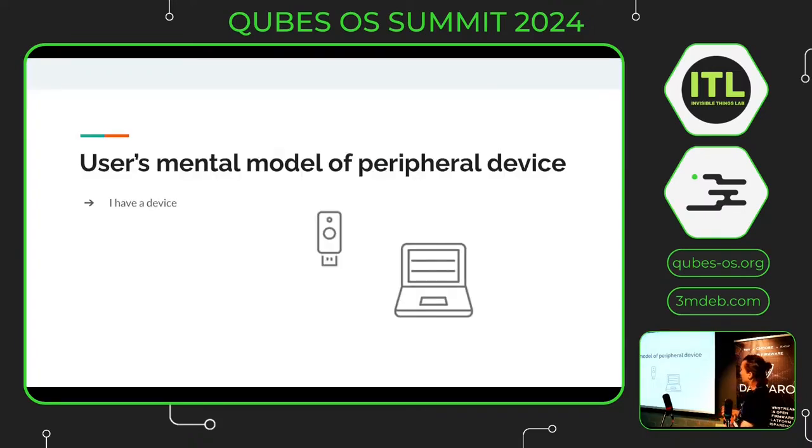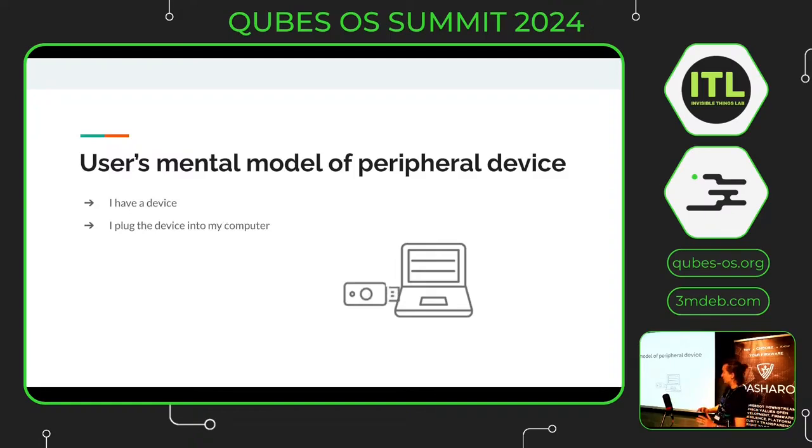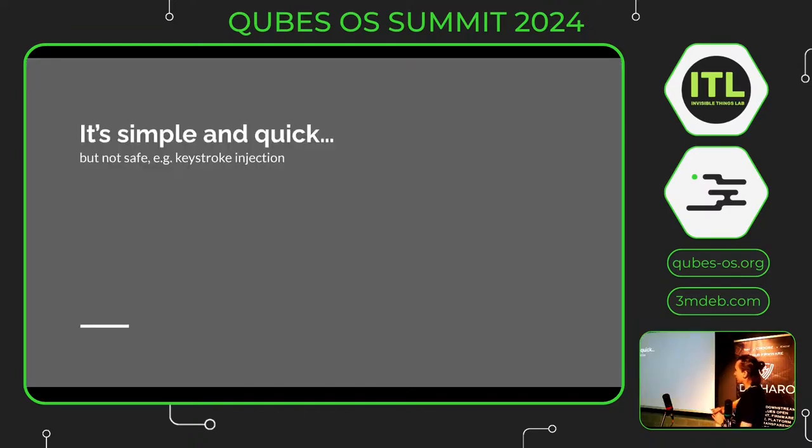So at the beginning, the simplest mental model of the peripheral device is something like that. I have my computer, I have the device. I plug this device to my computer. The system notices that this device is now available, and I do my job. And this is the perfect world. This is exactly what I want to do. It's simple and quick, but not entirely safe.